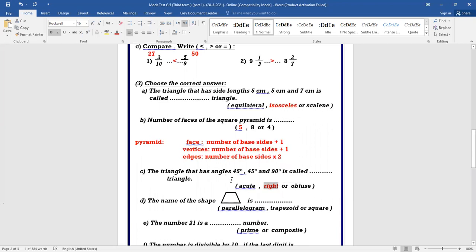What is the name of the following shape? What is the name of this shape? What is the name of this figure? Trapezoid. Trapezoid. Thank you. You're welcome.